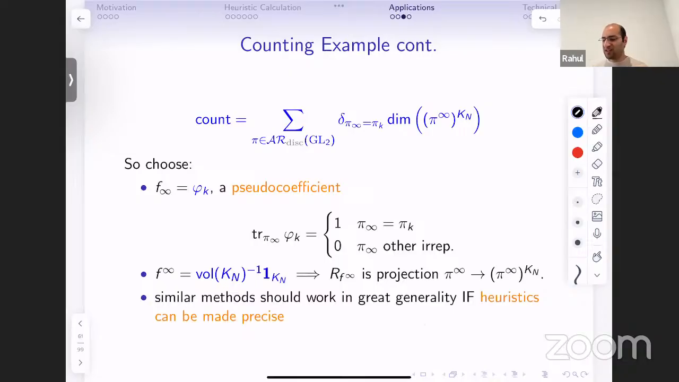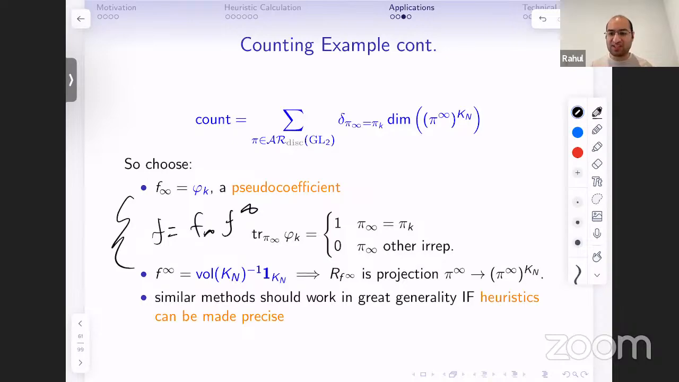So basically all we have to do is set f equals f at infinity times f away from infinity. And okay, this is the test function we use. That's not all we have to do. We have to actually compute the geometric side also. But you can see how, if you can compute the geometric side, and in particular if you can say something about these orbital integrals, then you can get a formula, or maybe some partial information about how many modular forms of weight K and level n there are.